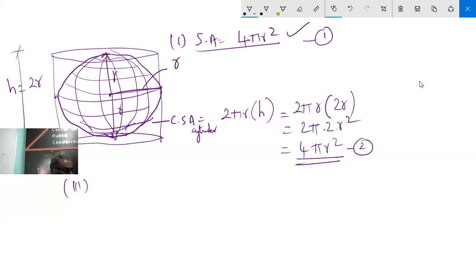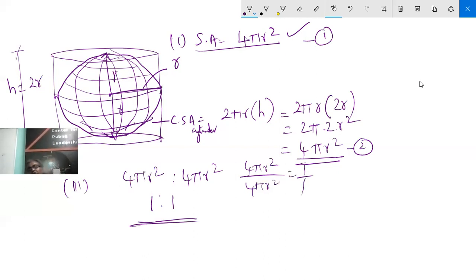Third one, what is asked? The ratio of the areas obtained in 1 and 2. 4 pi R squared is to 4 pi R squared. It is nothing but 1 is to 1, because 4 pi R squared divided by 4 pi R squared is equal to 1 by 1. Okay, so the ratio is 1 is to 1. Very simple sums. Okay, exercise 7.3, 7th sum. If it comes, you attempt it very much, very simple sum.